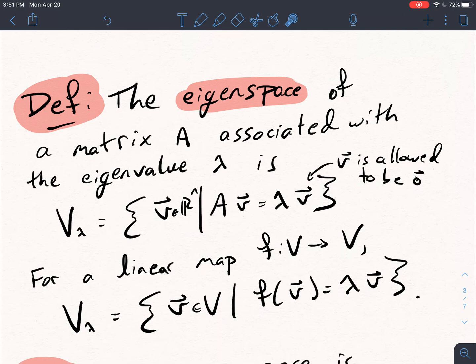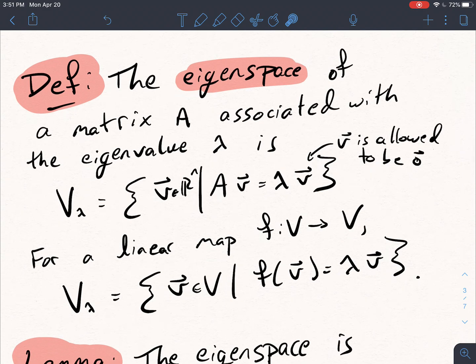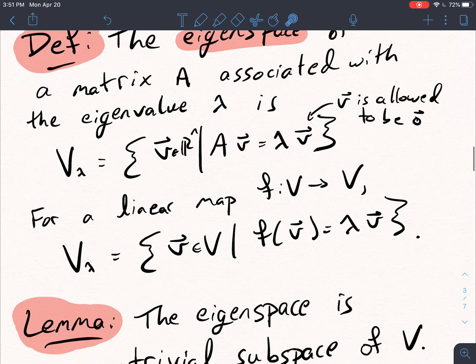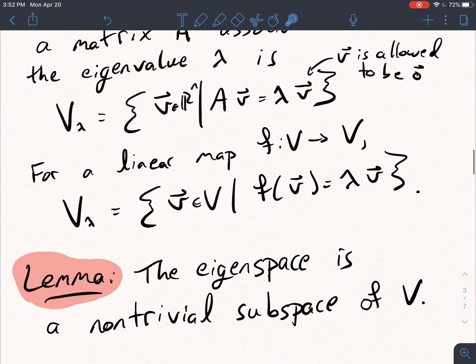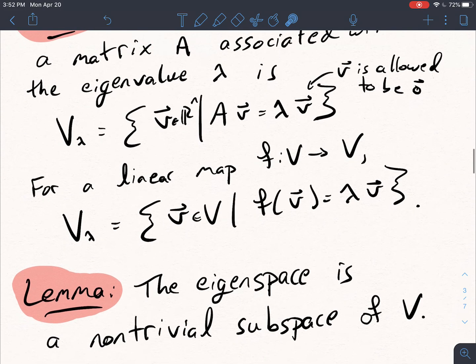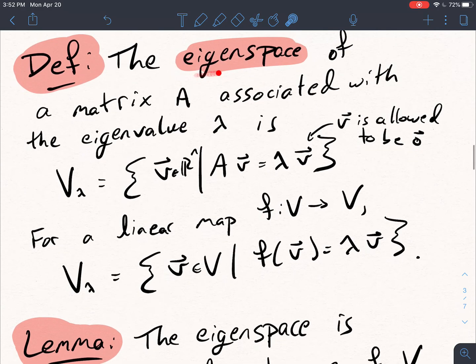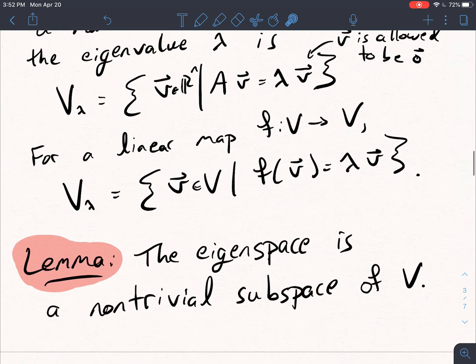Now here, this is a linear map f from v to v, and it's the set of vectors in v such that f of that vector v is equal to lambda times v. So it's the set of eigenvectors. So the eigenspace is really just the set of eigenvectors for an associated eigenvalue, and that includes the zero vector, which, if it's an eigenvalue, the zero vector will be in here as well as other vectors, other eigenvectors.